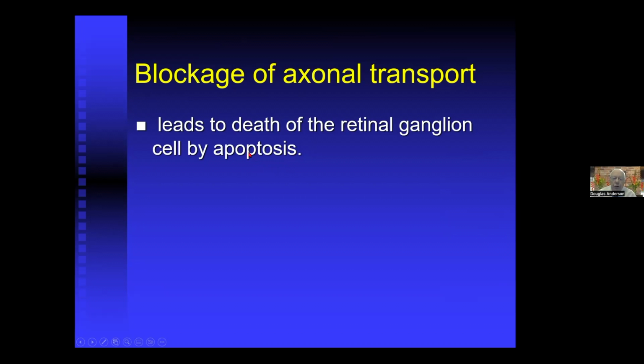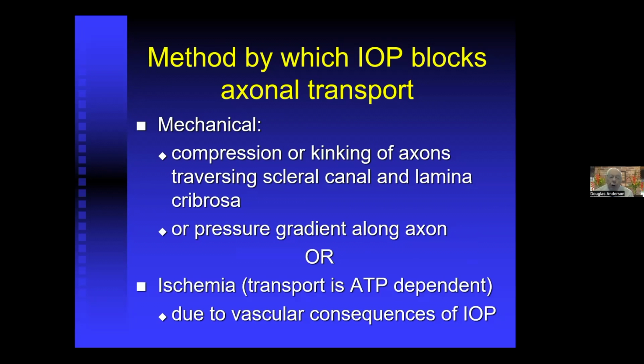Very different process. This process is a self-imposed death when it's disconnected from its target organ. So now we can talk about methods by which the intraocular pressure blocks axonal transport. There's been some debate about this in the past, at least. There might be some mechanical thing. The axons are kinked where they're leaving the eye through the lamina cribrosa as they go through the sclera. Or there's a pressure gradient along the axon, or some mechanical reason for the blockage.